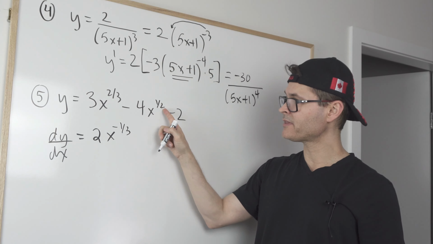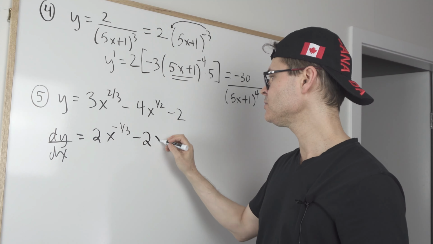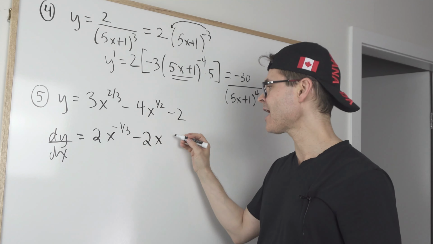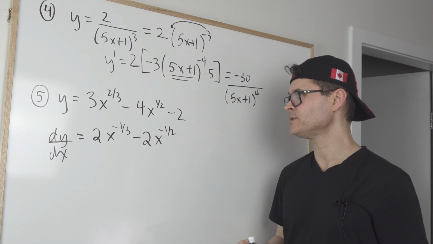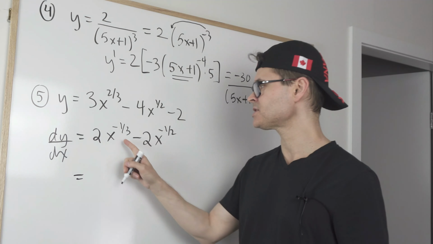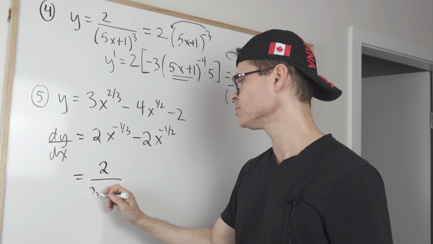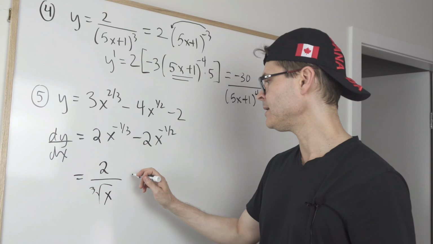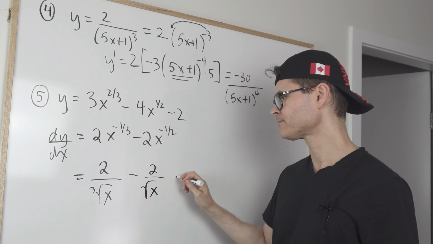And same here, bring the half down. That's half of 4, which is 2. So minus 2 x, subtract 1 from a half, it gives you negative a half. And the derivative of negative 2 is 0, so I don't have to write anything. And then here, since I have negative exponents, I'll move that downstairs. That's going to be the cube root of x. And then minus 2, that's the square root of x.